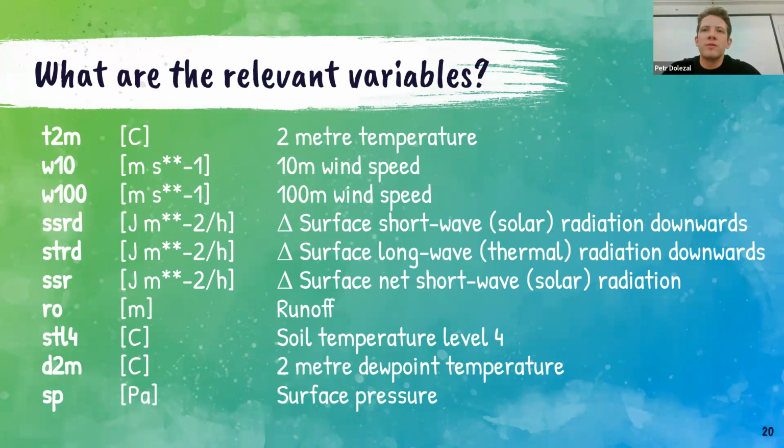And soil temperature level allows you to better model the ground for heat pumps and also the solar panels. Dew point temperature is just a different way to encode humidity together with the temperature. So it's again a predictor of demand. And surface pressure.